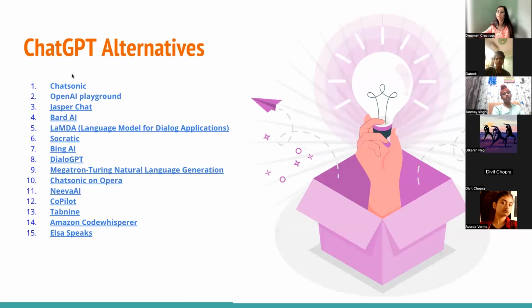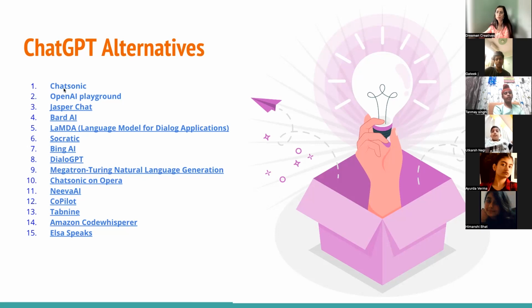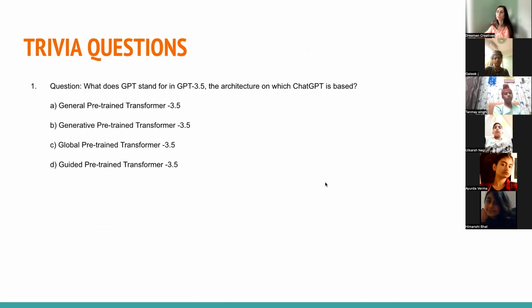Now there are ChatGPT alternatives also. There are so many. These are just a few that I'm writing here. ChatSonic, OpenAI, Jasper, Bard. Bard is Google AI. Socratic, Bing. Bing is not as good as ChatGPT, but it can give you links. It can give you images also. So many companies are trying to get the market share.